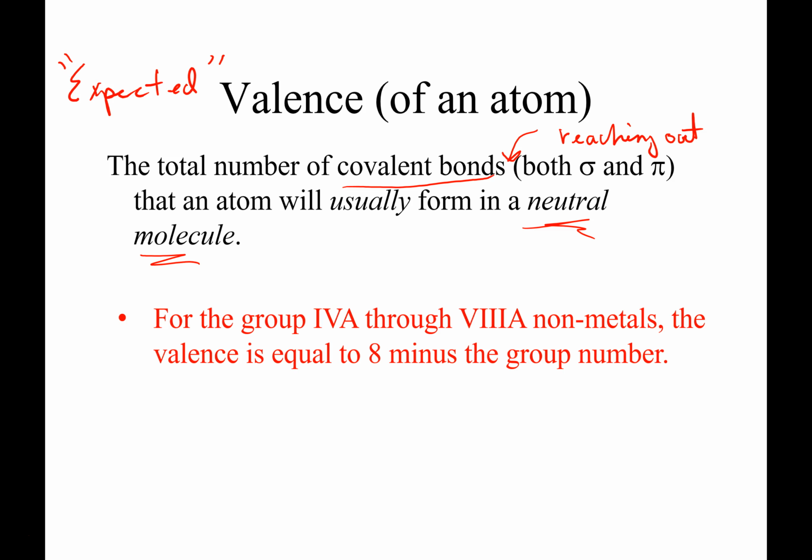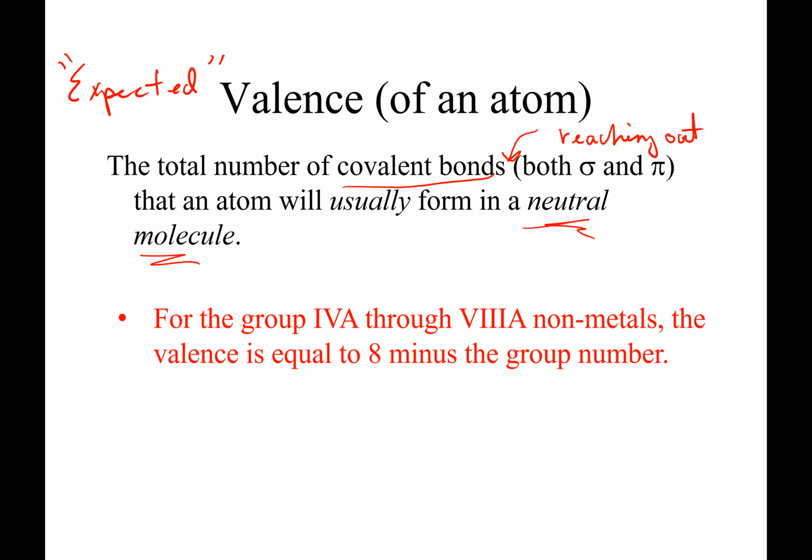So what's the group number of oxygen? 6. Like 6A up here. So it's 6A. So 8 minus 6 is 2. So here for the water molecule, when I talk about reaching out, in this case that is sigma and pi bonds. I have 2 sigma bonds. That's perfect.